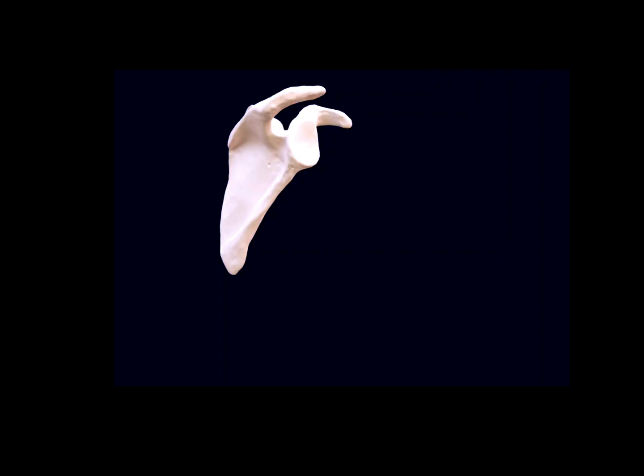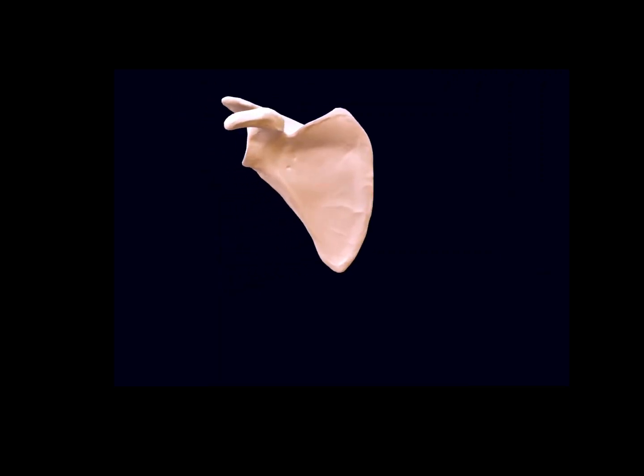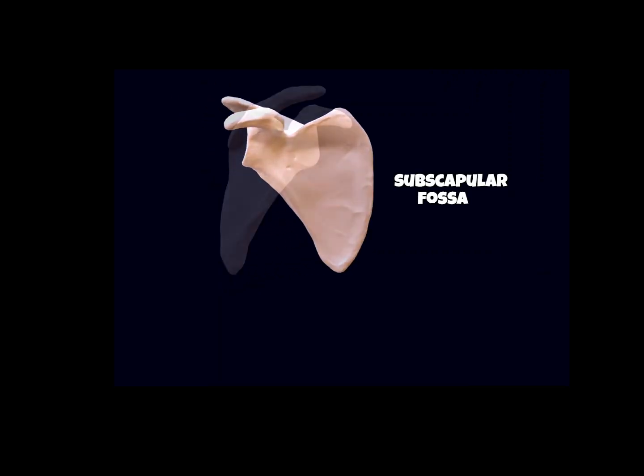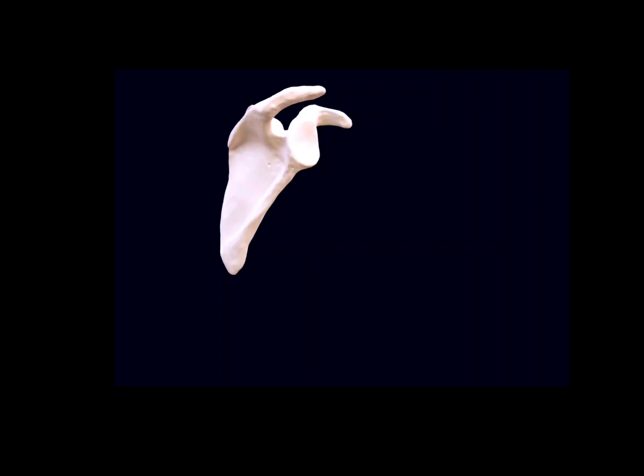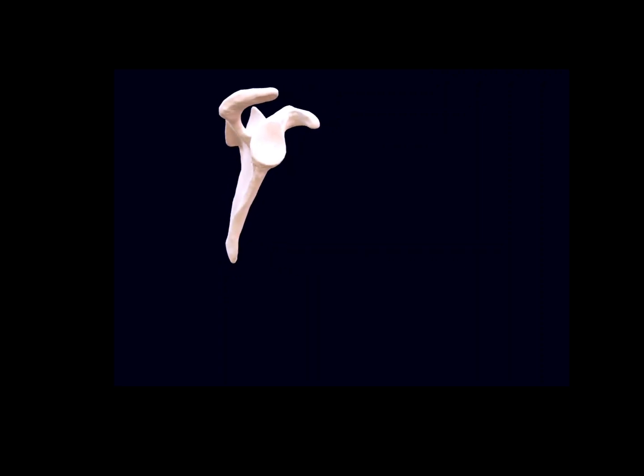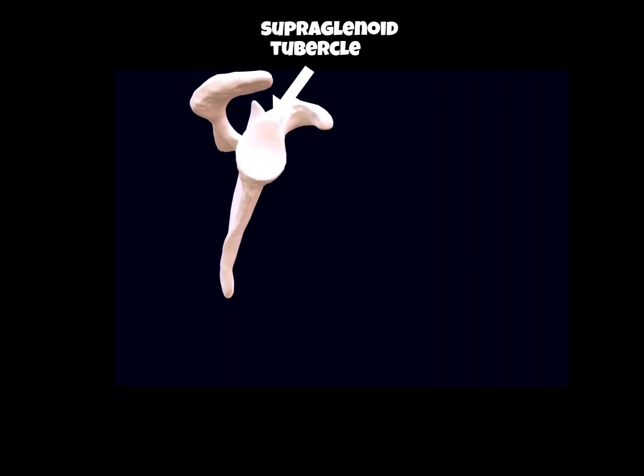The spine continues laterally as the acromion, forming the summit of the shoulder, which articulates with the clavicle at the acromioclavicular joint. Now, the costal surface of the scapula is concave, which forms the subscapular fossa. The lateral angle bears the glenoid cavity. Above and below this cavity are two small projections, the supraglenoid tubercle and the infraglenoid tubercle. The supraglenoid tubercle is the origin of the long head of biceps brachii, while the infraglenoid tubercle is the origin of the long head of triceps brachii.